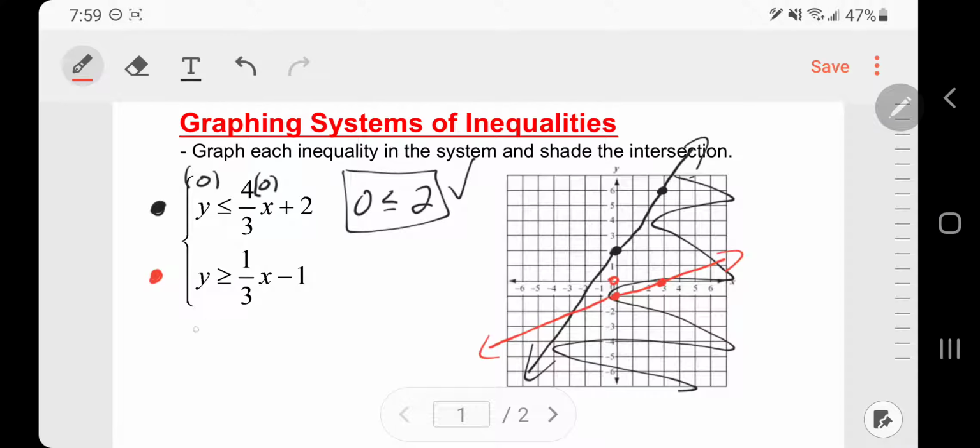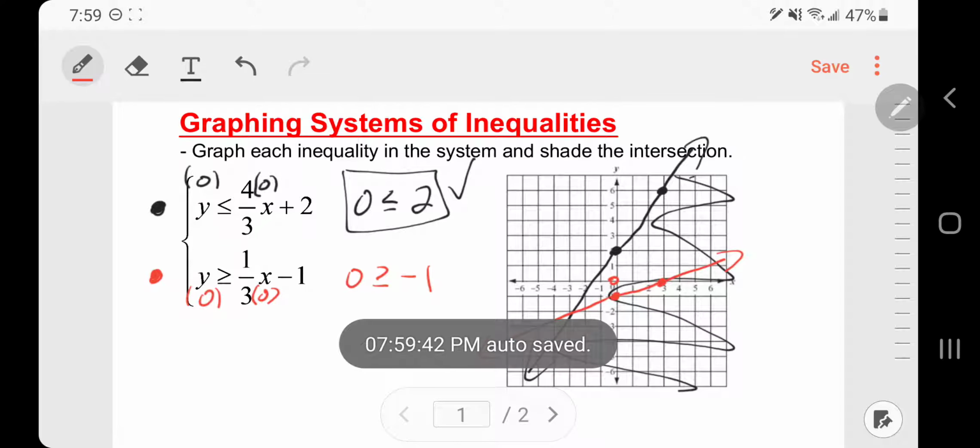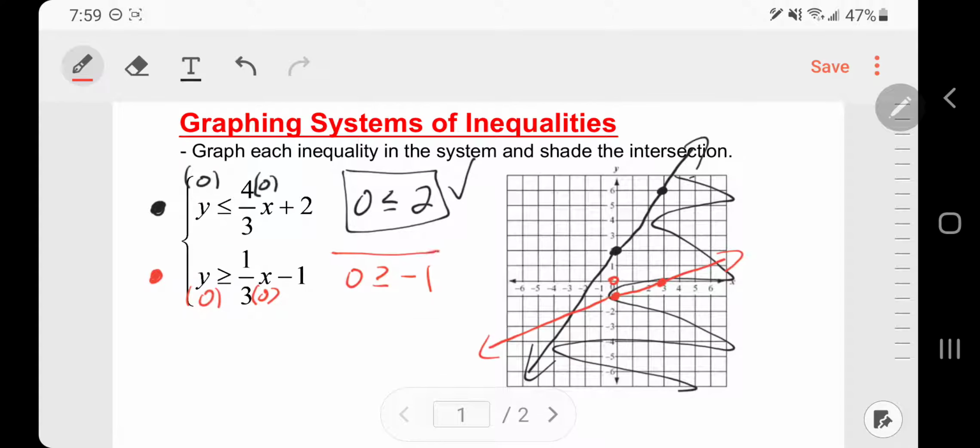And now let's again plug in our origin, which is over here. Okay, so it's above this time, so we're going to plug in 0 for x and for y. And let's see what we get. So we get 0 greater than or equal to negative 1. Okay, 0 is greater than or equal to negative 1, so that also checks out, which means we're shading again on the same side as the origin, which would be everything above.